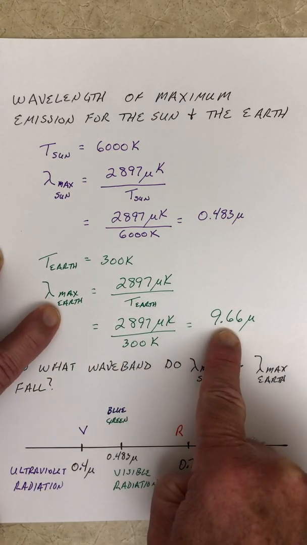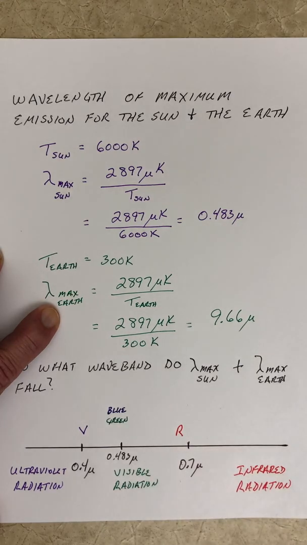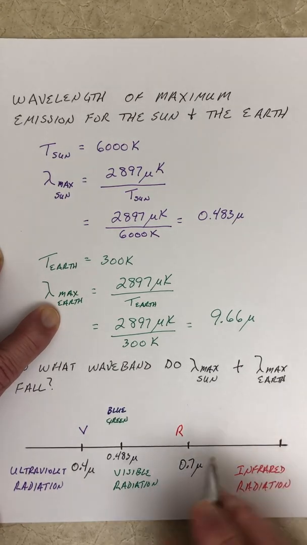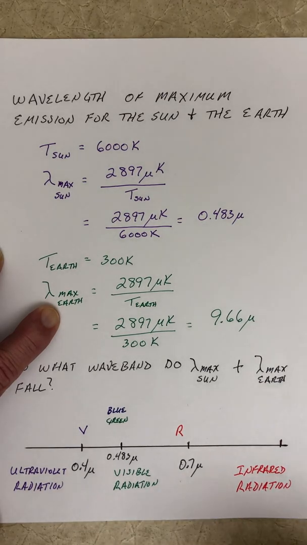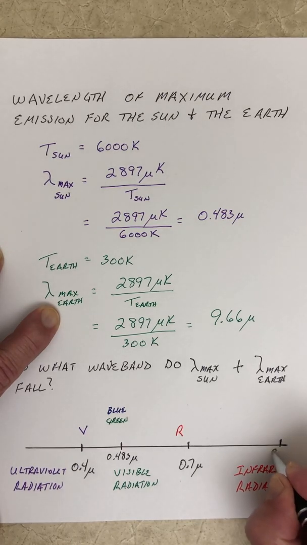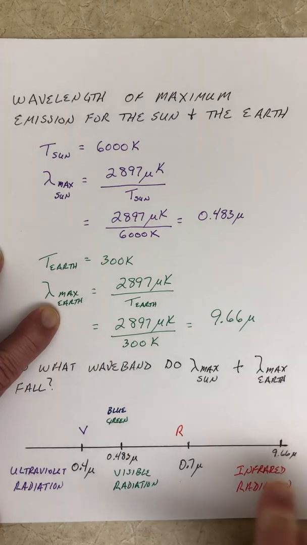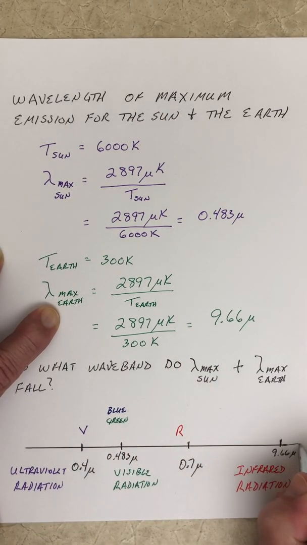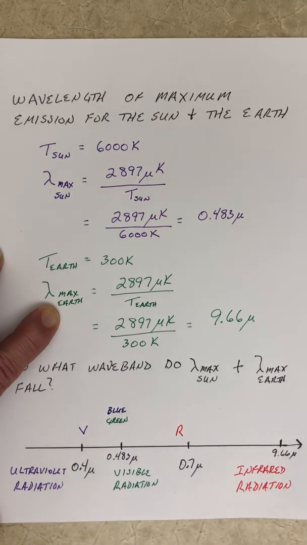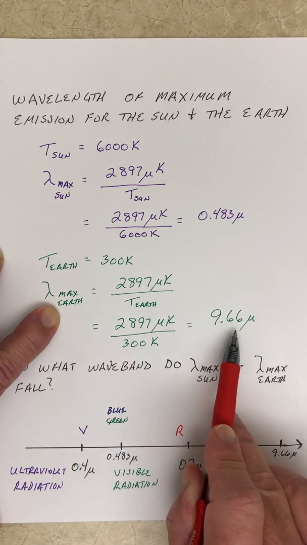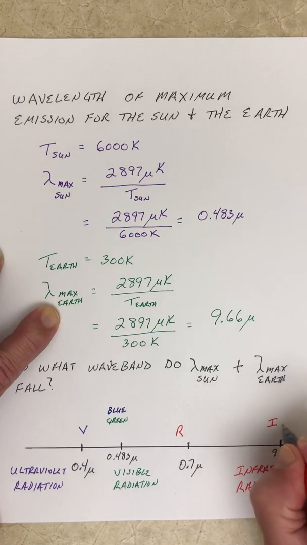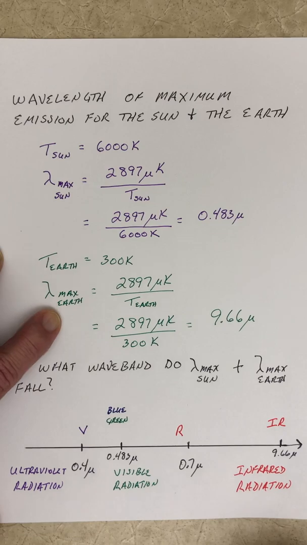Now the Earth's wavelength of maximum emission is 9.66, so that's way out here. I'll put it way out here at this scale. Infrared radiation ranges from about 0.7 microns way out to 100 microns. So here we're looking at 9.66 microns as the wavelength of maximum emission, and this scale will continue on this way. The whole point here is that the wavelength of maximum emission for the Earth actually falls in the infrared wave band. In fact, the Earth only emits infrared radiation.